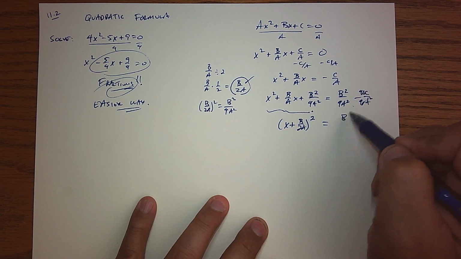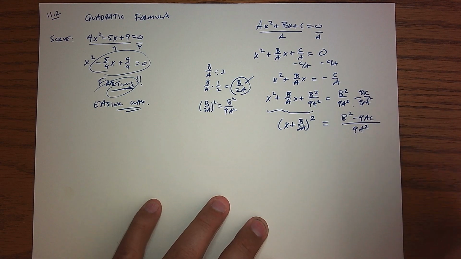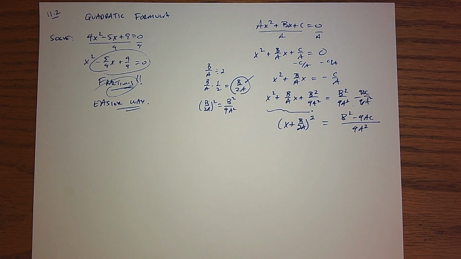So we end up with b squared minus 4ac all over 4a squared. And for those who know this formula, you're probably starting to see something already that's important to it. Okay, so what's our next move?